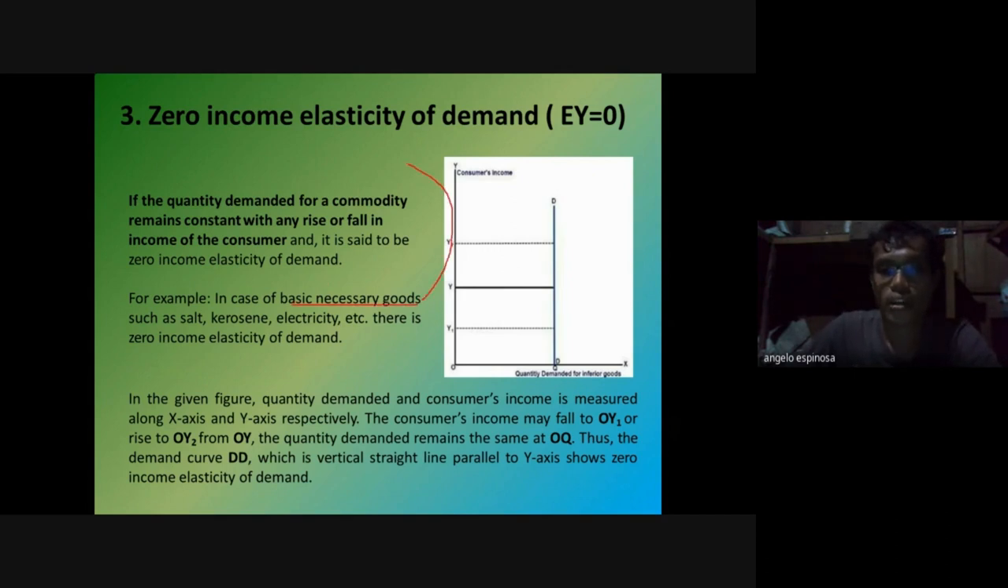Ano ibig sabihin nun? Ibig sabihin, importante siya, kahit magtaas pa yung presyo niya, kahit magtaas pa yung income niya. Tumaas or bumaba ang income niya, ganun pa rin kadami yung quantity demanded na kanyang bibilhin. Okay, there is no change in the quantity demanded of necessary goods if the income is increasing or decreasing. So this is an example of zero income elasticity, that is necessary goods.